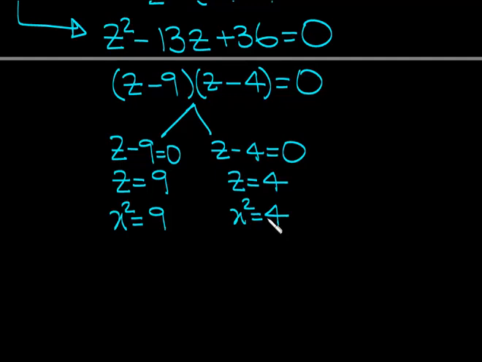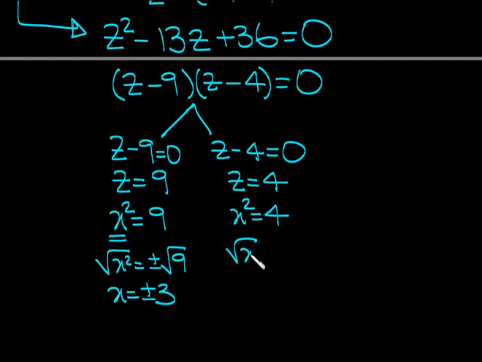How do we solve a problem where you have a square equal to a number? We take square roots on both sides, and since we are taking square roots, we have to introduce plus or minus. So we get x is equal to plus or minus square root of 9. So we get x is equal to plus or minus 3.